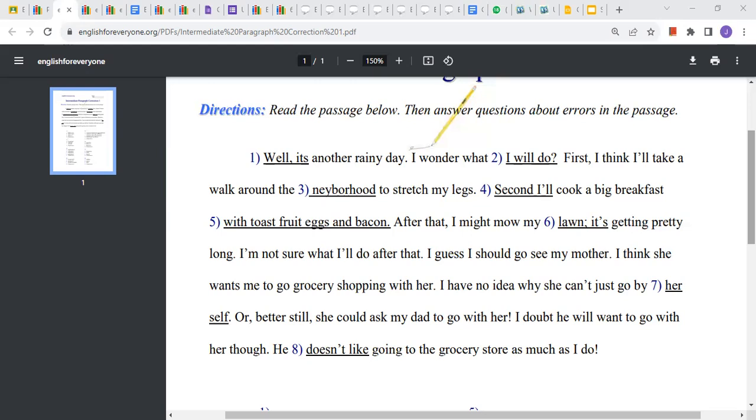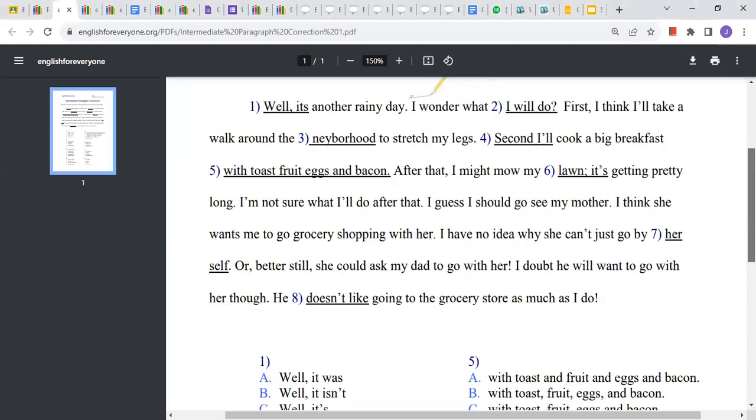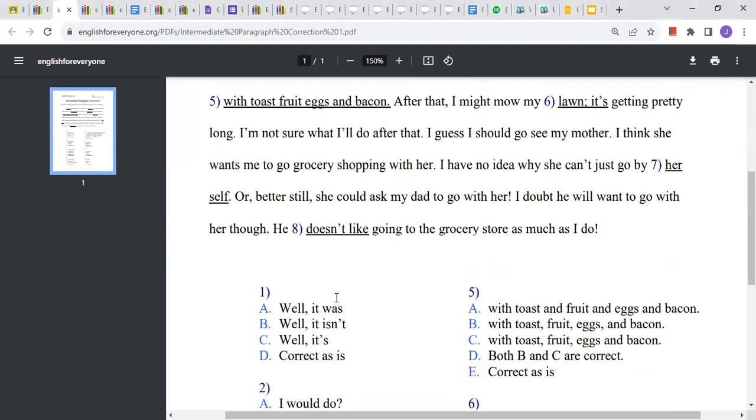Very good. Now, we want to fix the mistakes. Where are the mistakes? First we have, well, it's another rainy day. Let's look at our options. Is it correct as is, or do we want to change it?